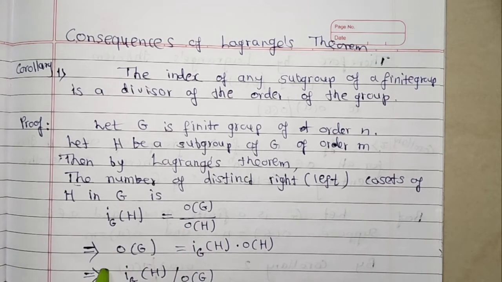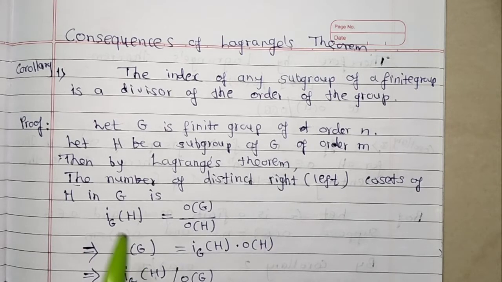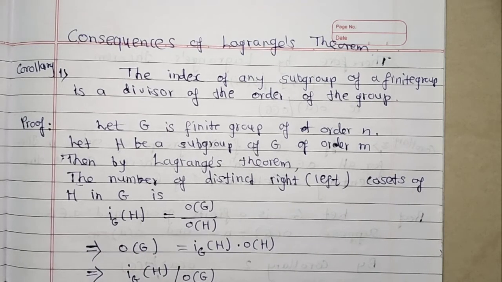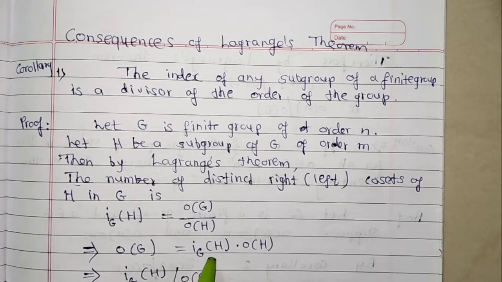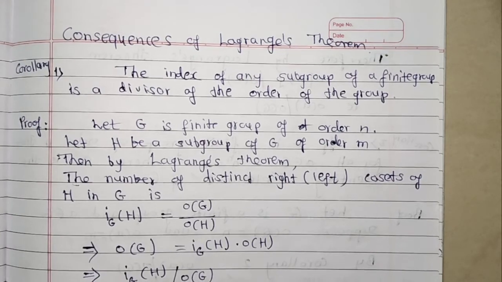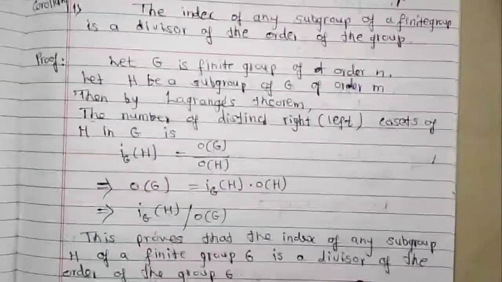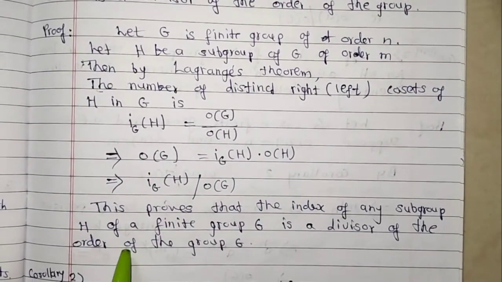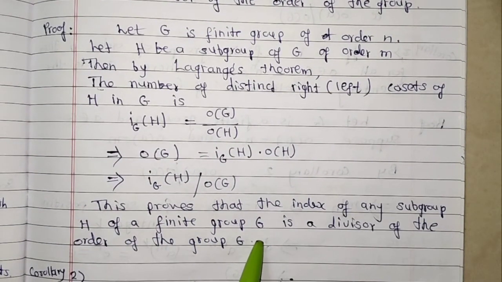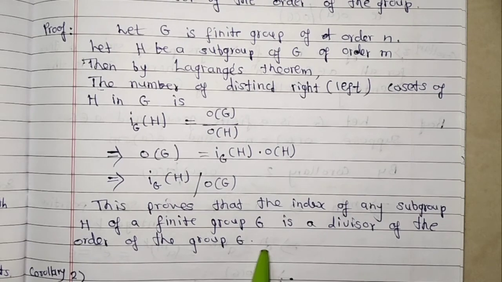This implies the order of G equals the index of H in G times the order of H, and this implies the index of H in G divides the order of G. This proves that the index of any subgroup H of a finite group G is a divisor of the order of the group G.